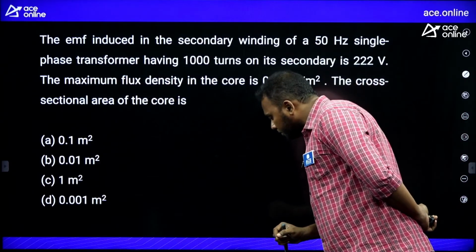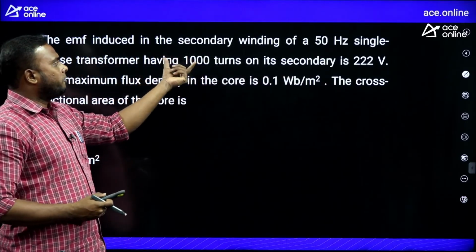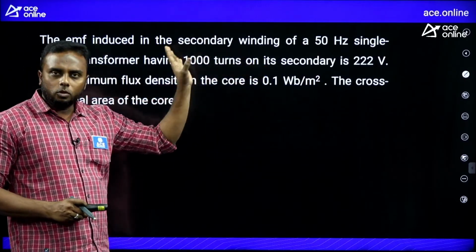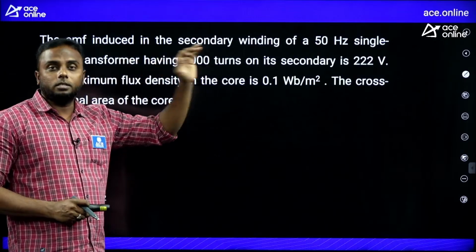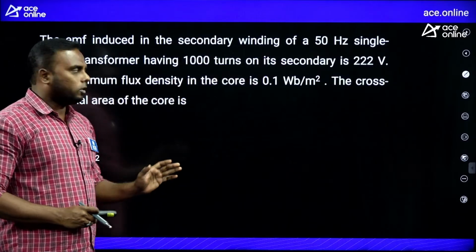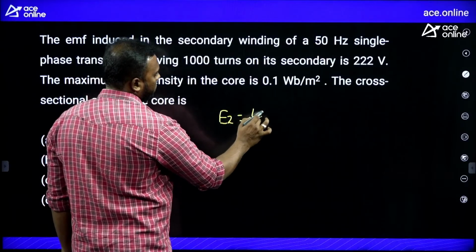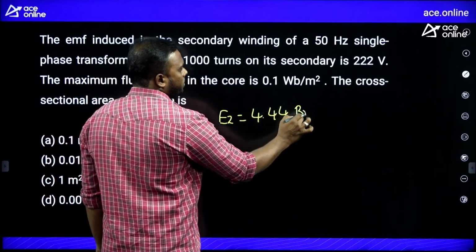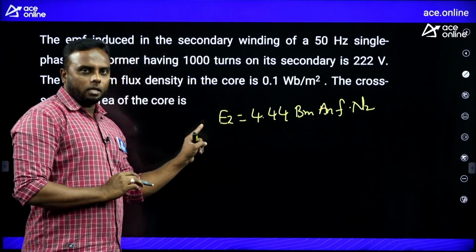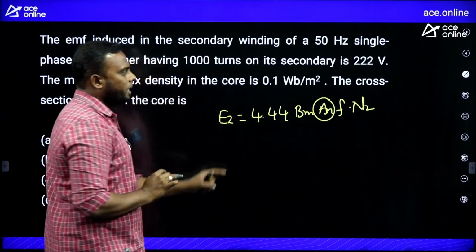See this question. The EMF induced in the secondary winding of a 50 Hz single phase transformer having 1000 turns on the secondary is 222 volts. The EMF on the secondary and the turns on the secondary are given. The maximum flux density in the core is 0.1 Weber per meter square. Then find the cross sectional area of the core. Directly use the EMF equation: E2 equal to 4.44 Bm a f N2. The secondary side EMF is given, that's why. Here the only unknown is the cross sectional area. The remaining data is given.